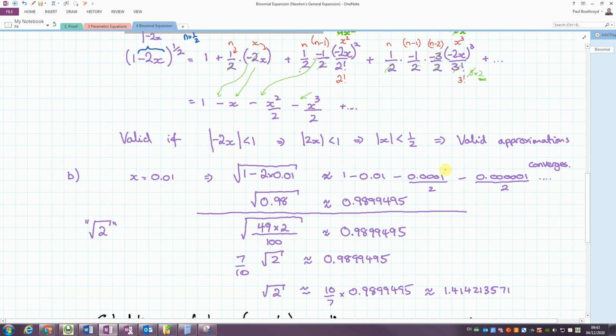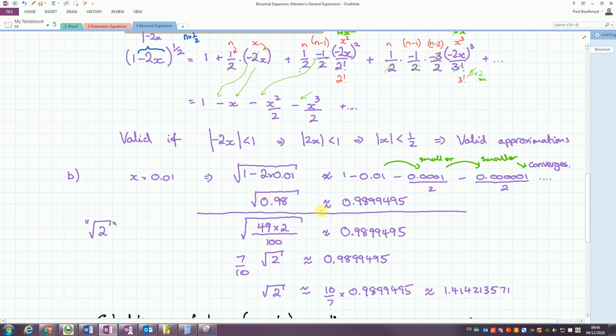This is getting smaller. Notice each of these are getting smaller than each other. So each term gets smaller. This is why it converges, and convergence means we get a final number that's a reasonable estimate. So this is an approximation.